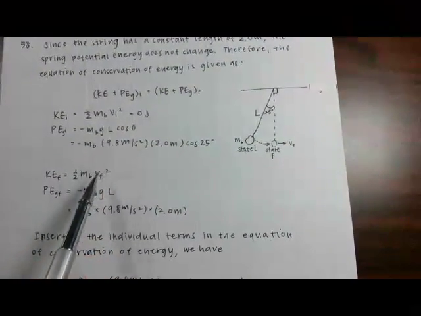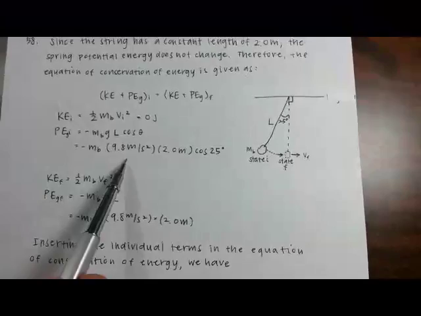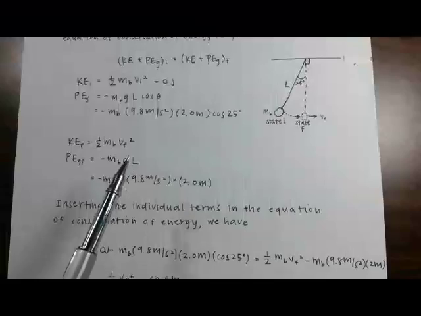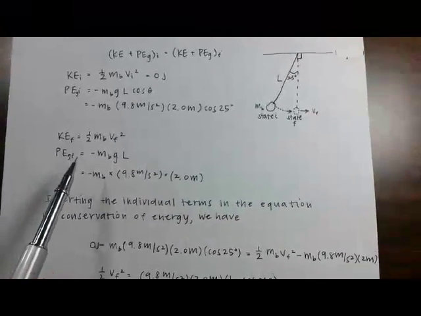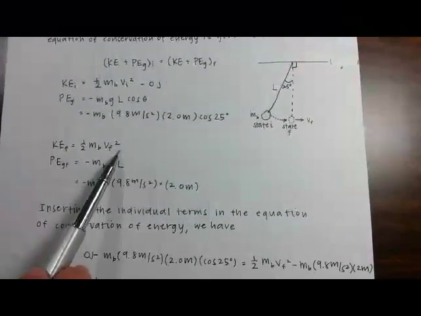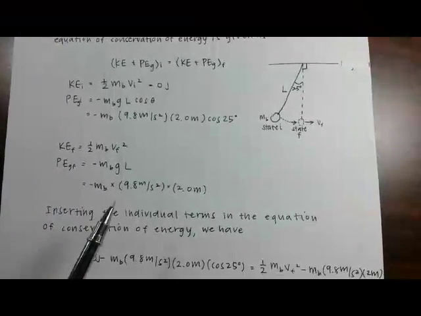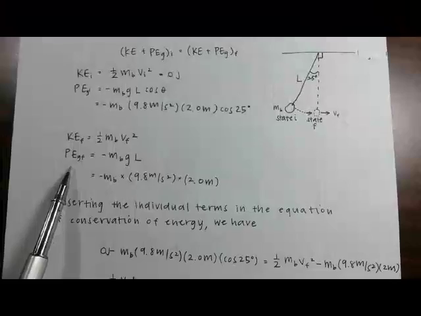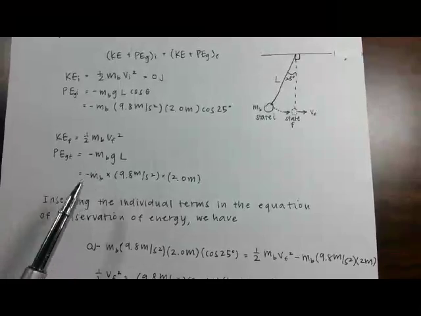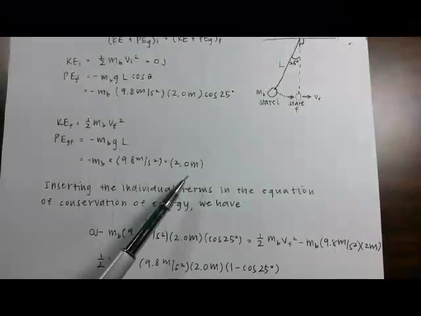Plugging in the numbers, we have negative mb times 9.8 meters per second squared times 2 meters times cosine 25 degrees. At state F, the kinetic energy is 1/2 mb Vf squared, where Vf is the speed of the bob. The gravitational potential energy, PEgf, equals negative mb times g times L, which is equal to negative mb times 9.8 meters per second squared times 2 meters.